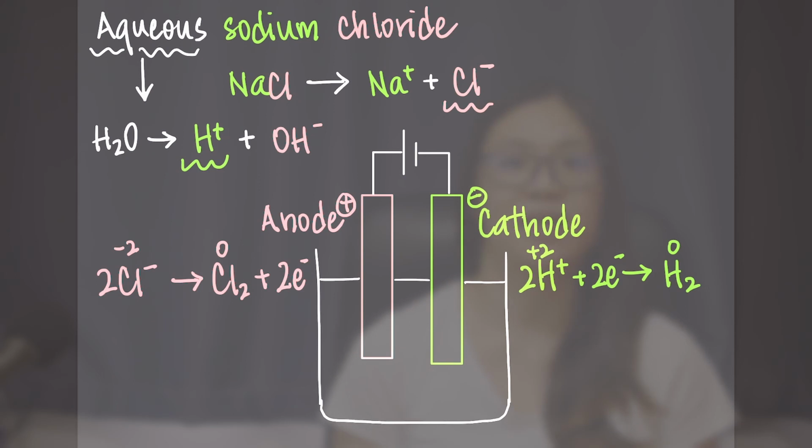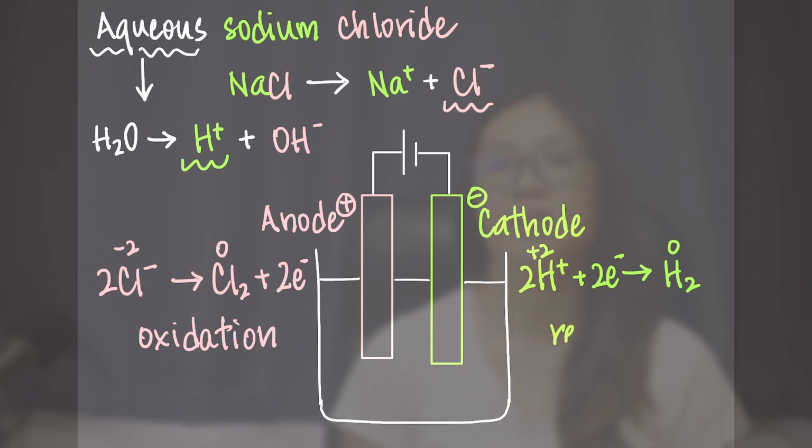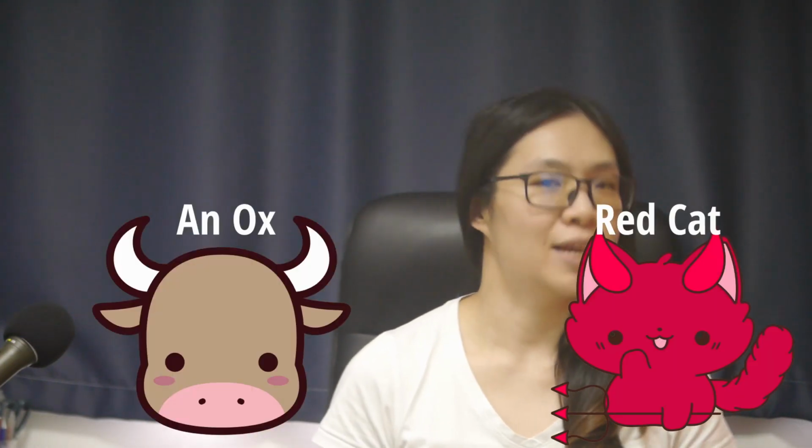So this means that the anode has undergone oxidation because the chloride ions have lost electrons, and the cathode has undergone reduction because the hydrogen ions have gained electrons. Quick tip, this has always been the case anyway, so another way to remember which reaction occurs at which electrode is to remember an ox and red cat.